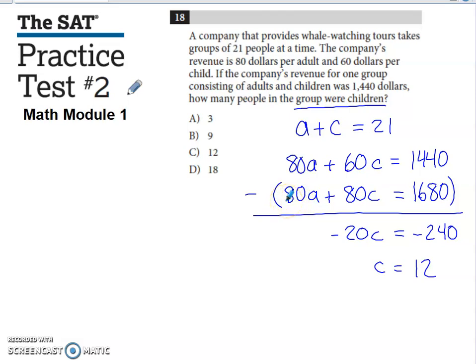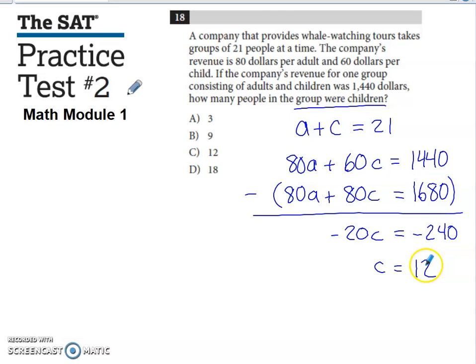To eliminate A, now that I have 80A in my second equation and 80A in the equation we just produced, I would subtract to get to 0A, but I would also have to do 60C minus 80C, leaving me with negative 20C. I would have to do 1440 minus 1680, leaving me with negative 240 on the right side of that equation. Isolating C, one step left, divide both sides by negative 20.